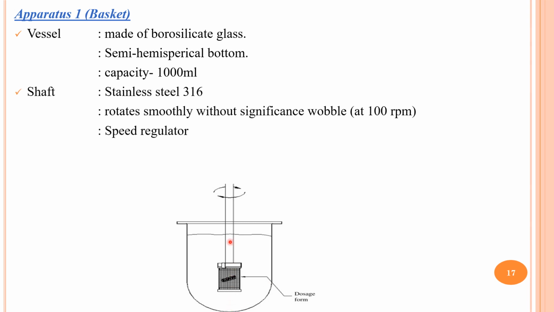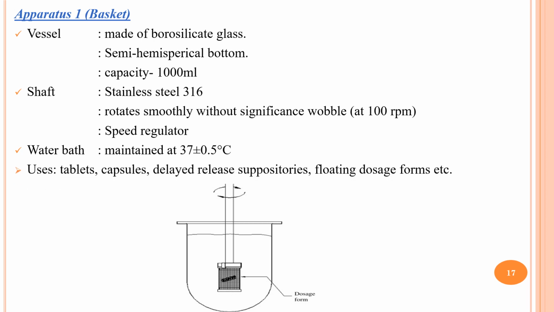It consists of a shaft which is made up of stainless steel which rotates smoothly without any significant wobble at the speed of 100 rpm. It has a speed regulator also. See, this is the basket. It is like mesh and made up of stainless steel in which we keep our tablet which is to be dissolved. It has a water bath which is maintained at the temperature of 37 plus minus 0.5 degrees Celsius. This apparatus 1 is useful for the tablets, capsules, delayed release suppositories, floating dosage forms, etc.